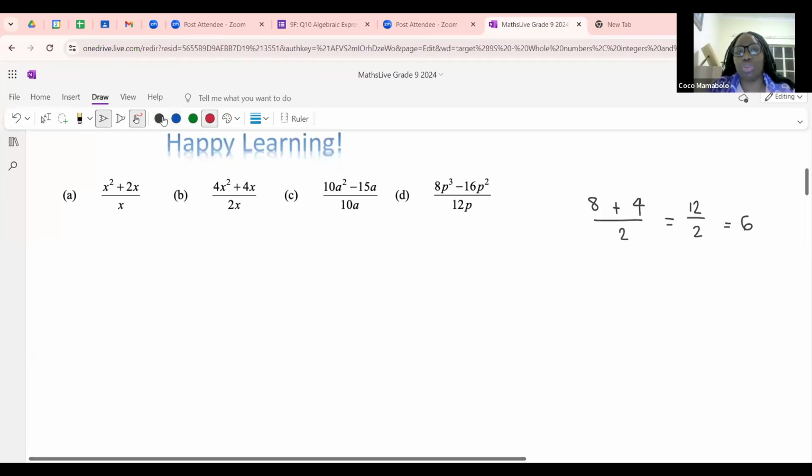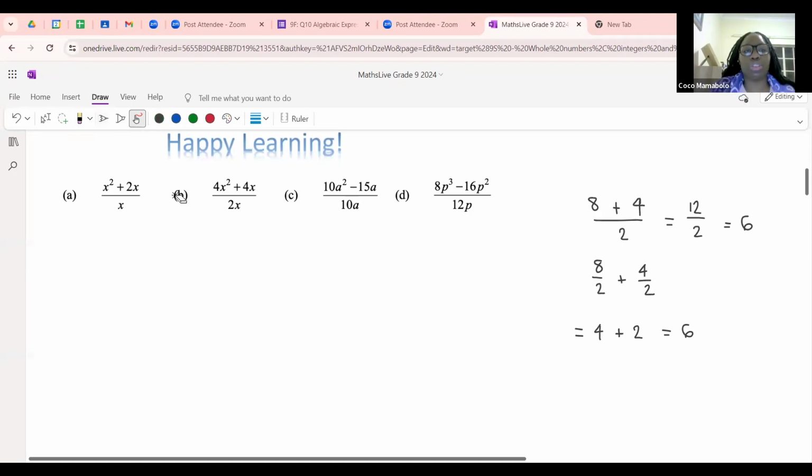Or I could actually do this. Instead of doing 8 plus 4, which gives me 12, I can go 8 divided by 2 plus 4 divided by 2. I can give them each their own denominator, right? And I know that 8 divided by 2 is 4, plus 4 divided by 2 is 2. And 4 plus 2 would also give me 6. So we can do each of these things individually. We don't have to do them both at the same time.